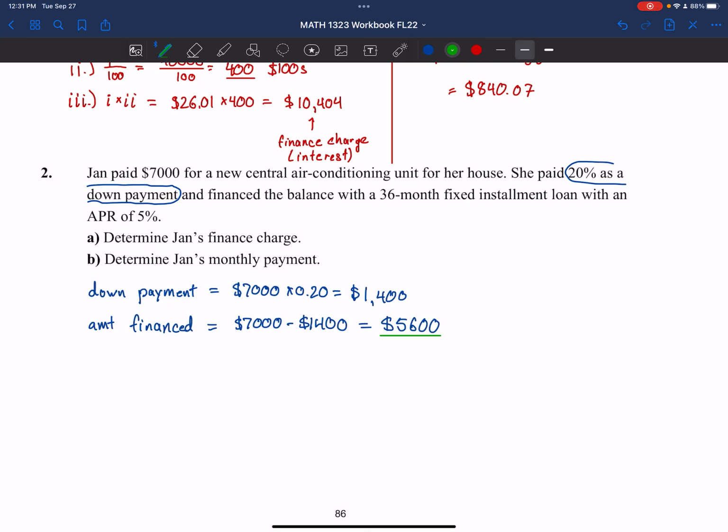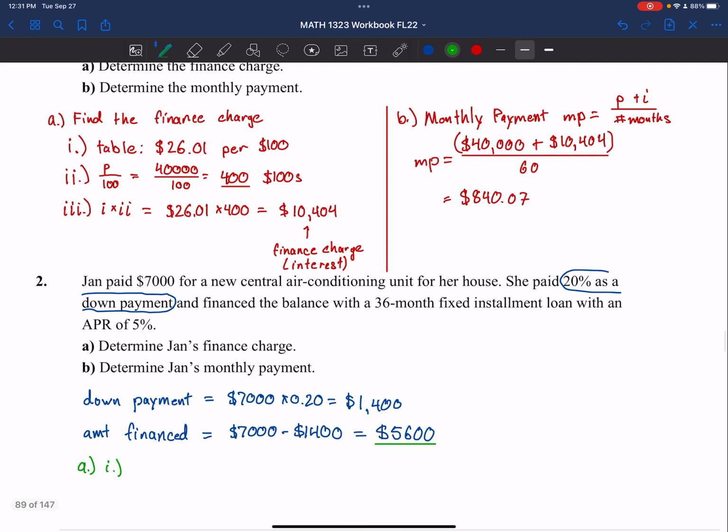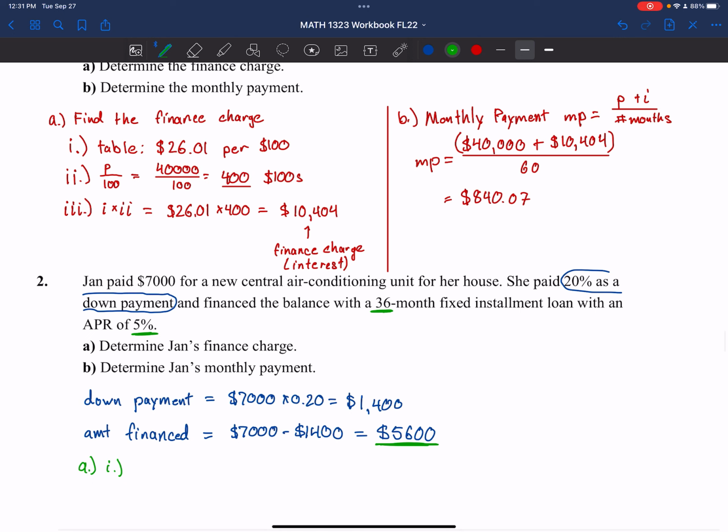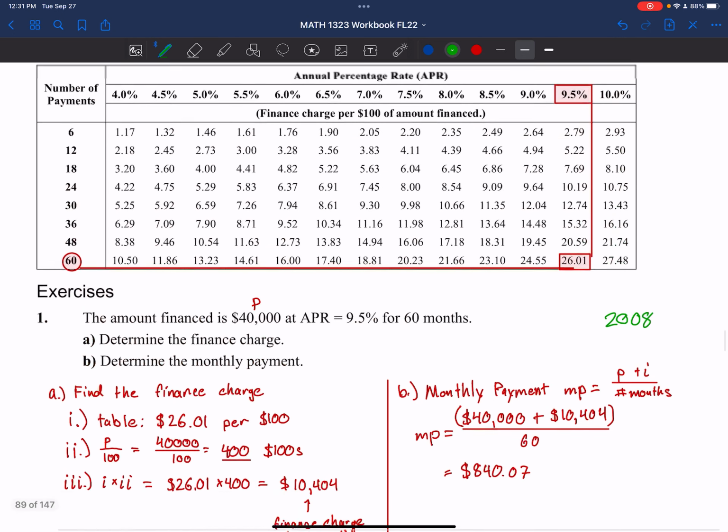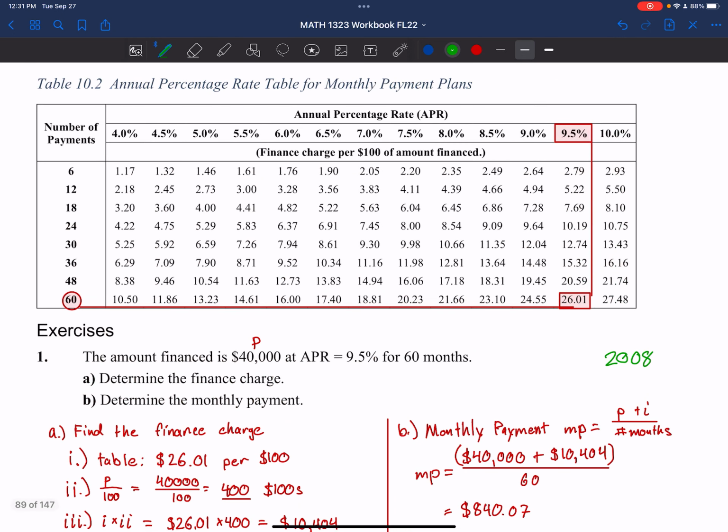So part A, again, part A has 3 parts. The first thing you're going to need to do is use the table. So let's go up to there. Let's see what we need. We need 5,600 as underlined there. Well, actually, we don't need the 5,600 yet, but we need the 5% and the 36. All right. So the 36th month or 3 years is right there. 5% is right there. And let's see where they intersect.